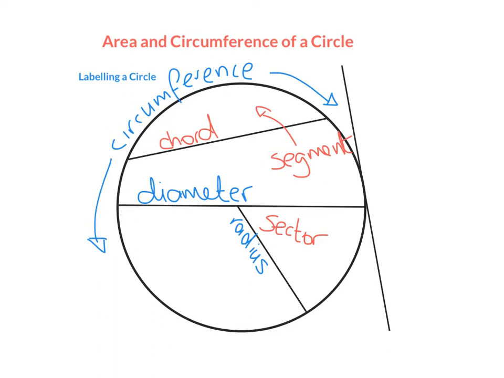The last line that you may see is this line here. It's just going along the outside of the circle and just touches it and no more. Okay, that is called a tangent. Okay guys, what I recommend you do now is pause the video and take a copy of that before moving on.